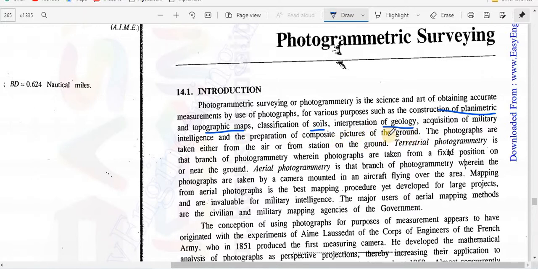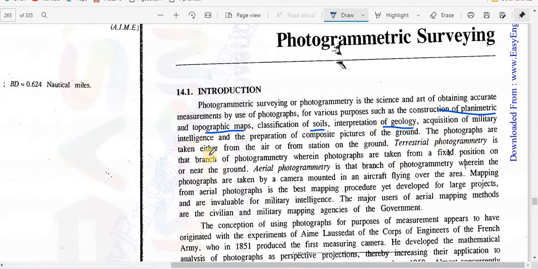So basically in photogrammetric surveying, you are taking photographs, and with the help of photographs we do certain measurements, and try to find out the distance or other things from that photograph. It is used for a variety of purposes, such as topographical maps, classification of soil, interpretation of geology, military intelligence, and so on.